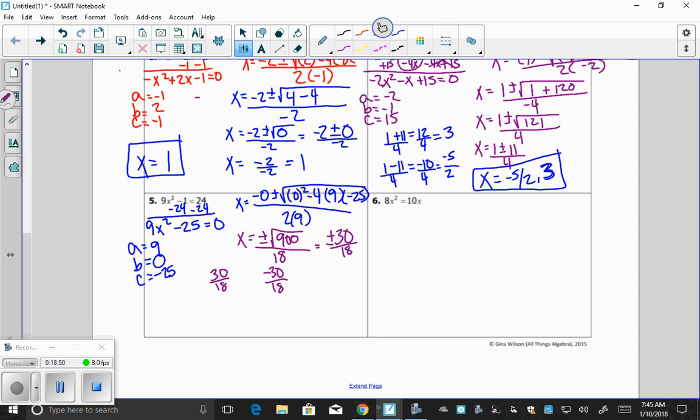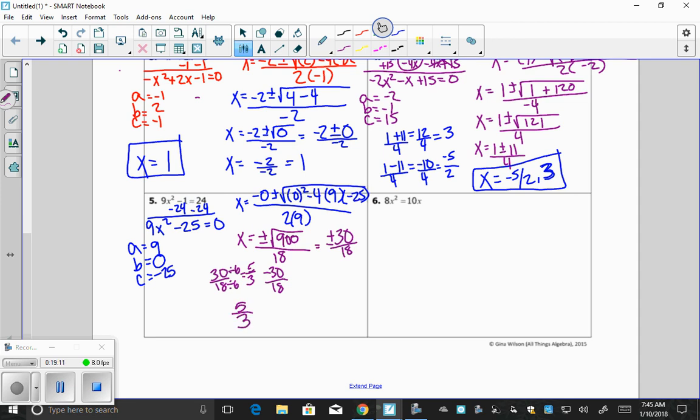Well, a number that will go into both 30 and 18 is 6. So divide top and bottom by 6. 30 divided by 6 is 5. 18 divided by 6 is 3. So my first answer is 5 over 3.